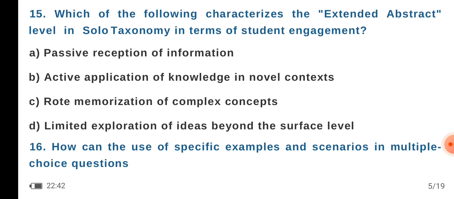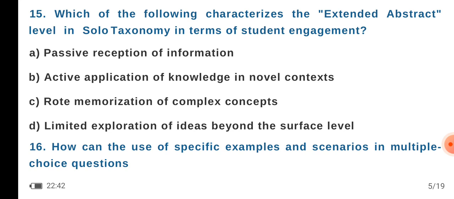Which of the following characterizes the extended abstract label in SOLO taxonomy in terms of students' engagement? Letter A, passive reception of information. Letter B, active application of knowledge in novel contexts. Letter C, rote memorization of complex concepts. Letter D, limited exploration of ideas beyond the surface level.